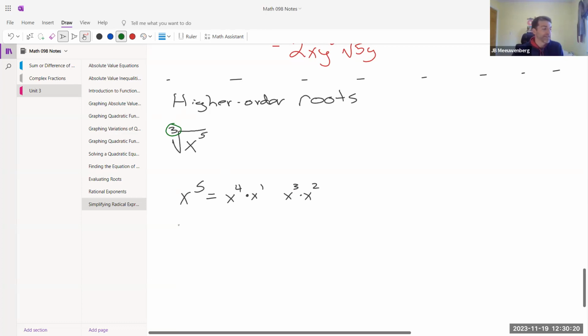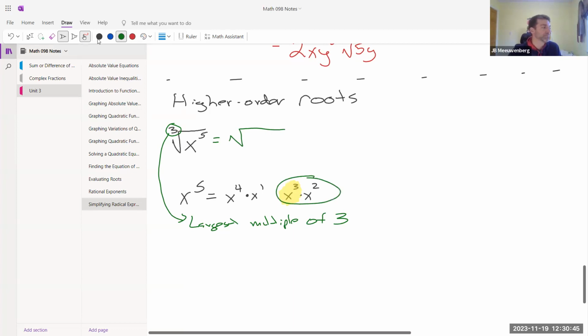What does that mean in terms of our exponents? We want to find, for cube roots, the largest multiple of whatever that root is. In this case, it's 3. The largest multiple of 3. In this case, do you see it? It's just 3. So what does that mean? We're going to separate this into these two: x cubed times x squared.